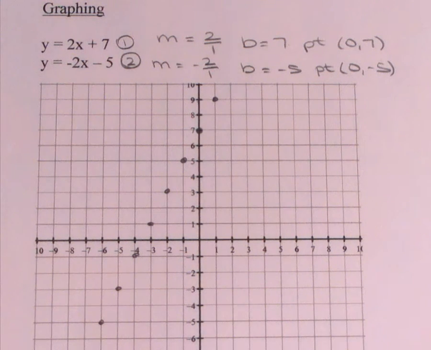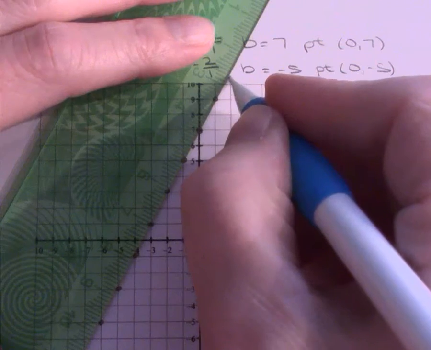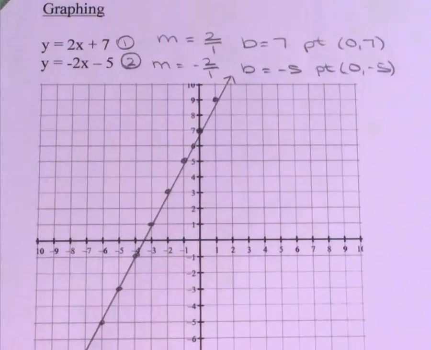Once I have all the points on it, I'm going to join them together with a line, add arrows on the end, and label the line.